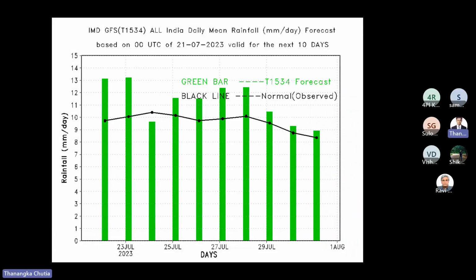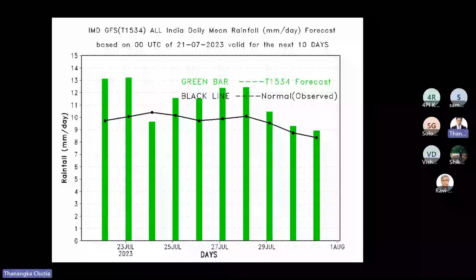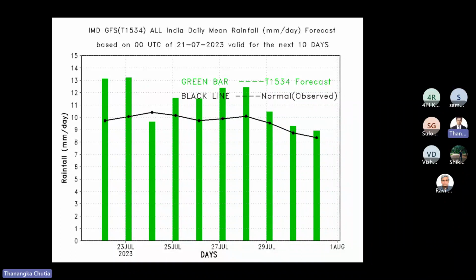Only in the last 10 years, their confidence in forecasting went up. They started making more forecasts. But if the model output is not giving a clear message, they do not. That's logical. So that's what I think.